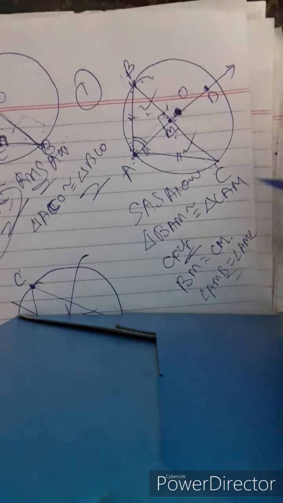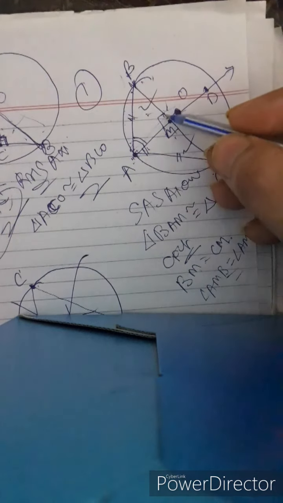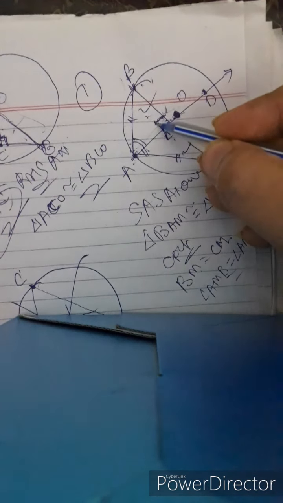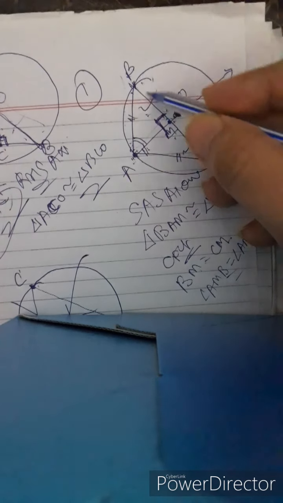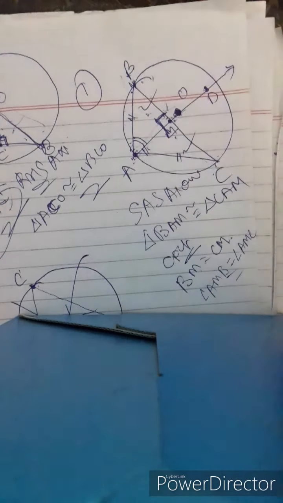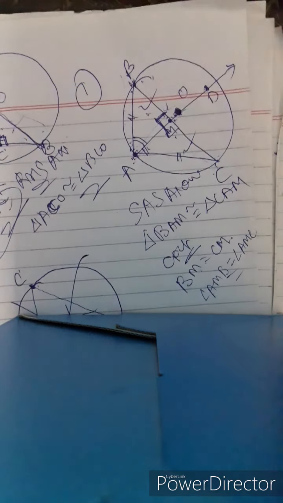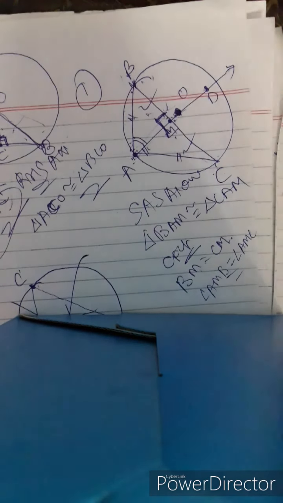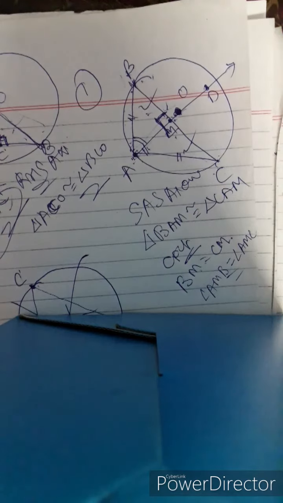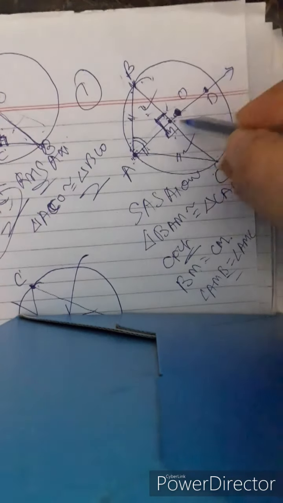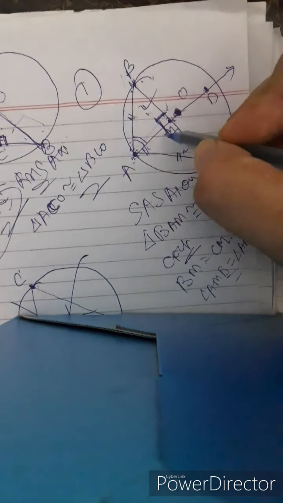As a result, this becomes the perpendicular angle. AM becomes perpendicular to BC, since angle AMB and angle AMC are both 90 degrees. As a result, and BC is bisected by CPCT, we have proved BM equals MC.